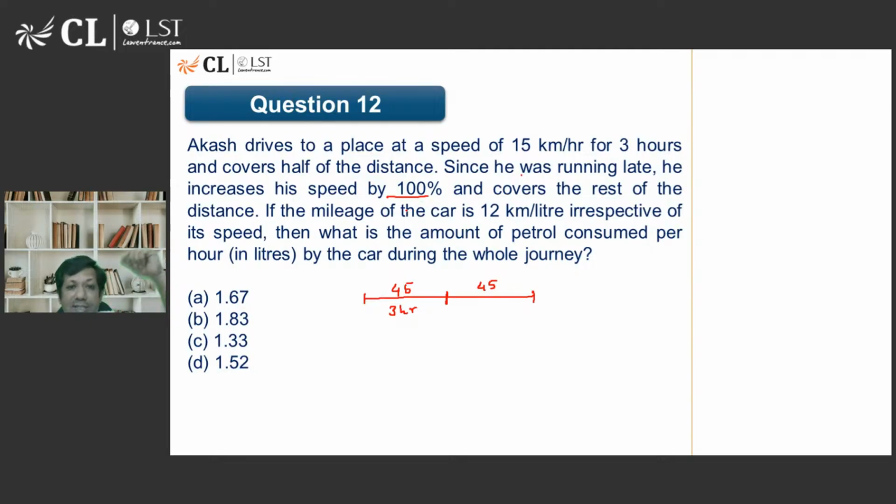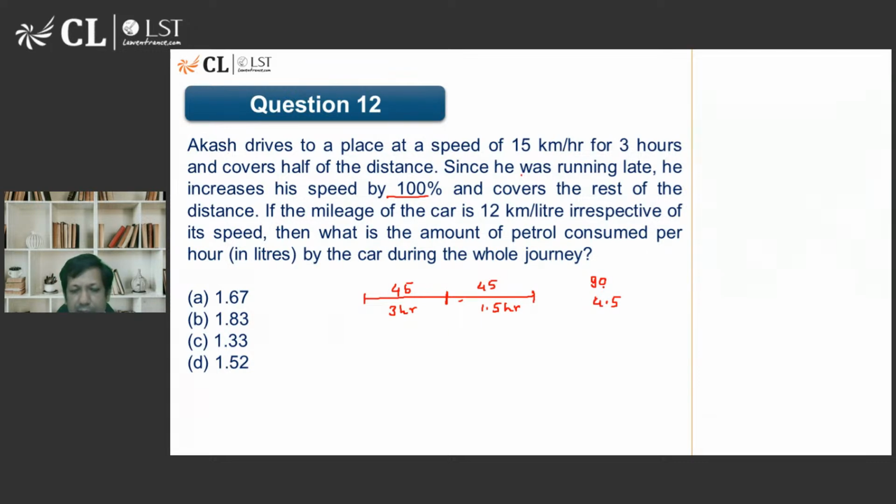It means he doubles his speed. So if his speed is double, then time is half, right? Because if you are traveling with a speed of 80, you are traveling for 2 hours. Then if you travel with a speed of 40, you are going to take double the time. That's 4 hours, right? So it is 3 hours with a speed of 15. So with a speed of 30, it's going to be 1.5 hours. So his total travel time is 4.5 hours and total distance that he's covering is 90.